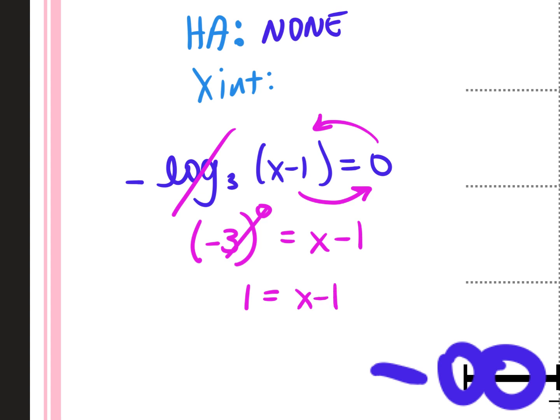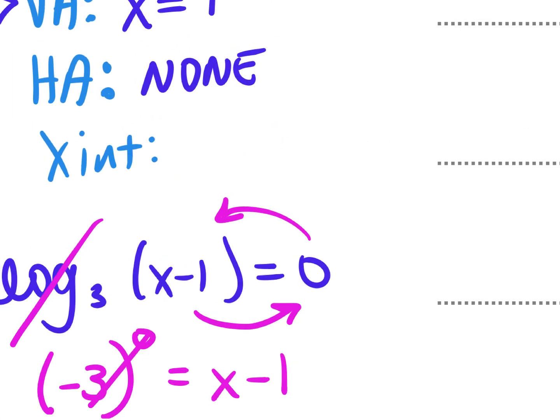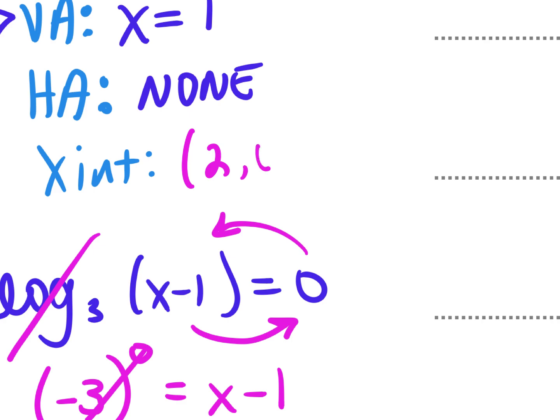And then I'm going to add 1 to both sides. So my x-intercept is where? At 2. So I would write it as (2, 0).